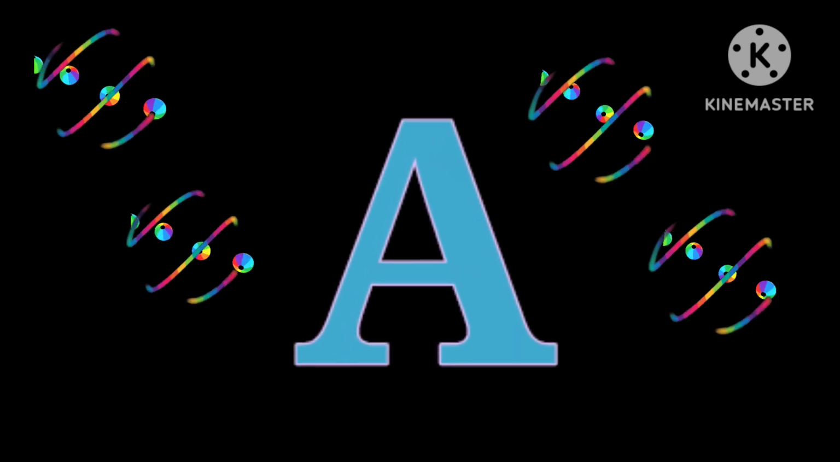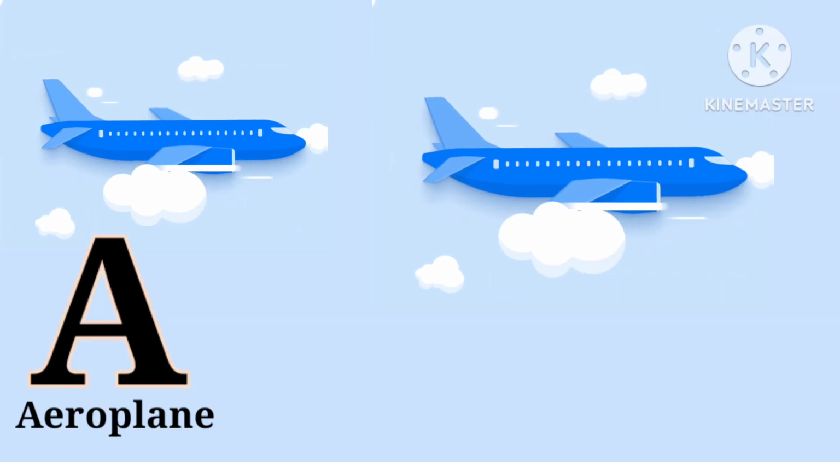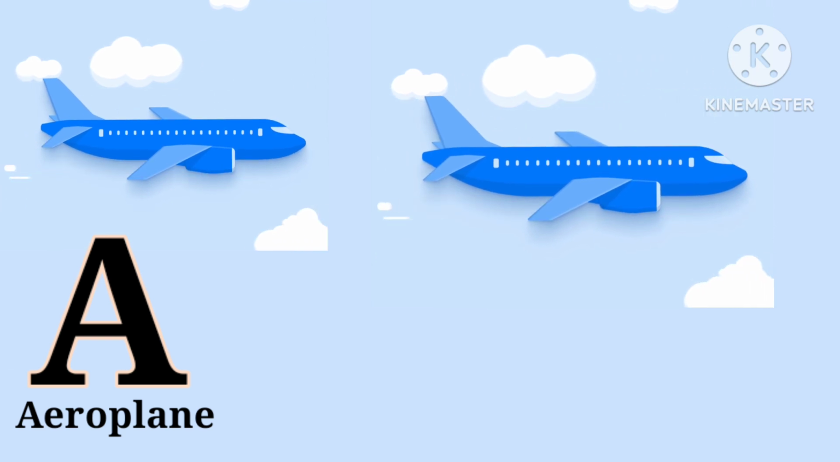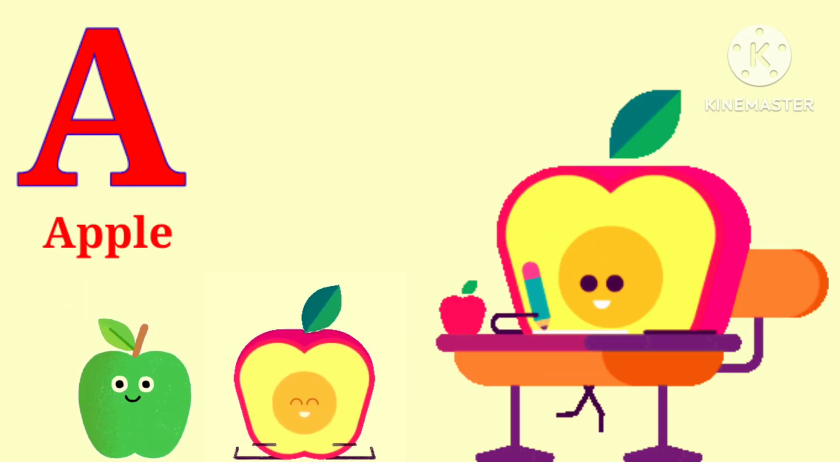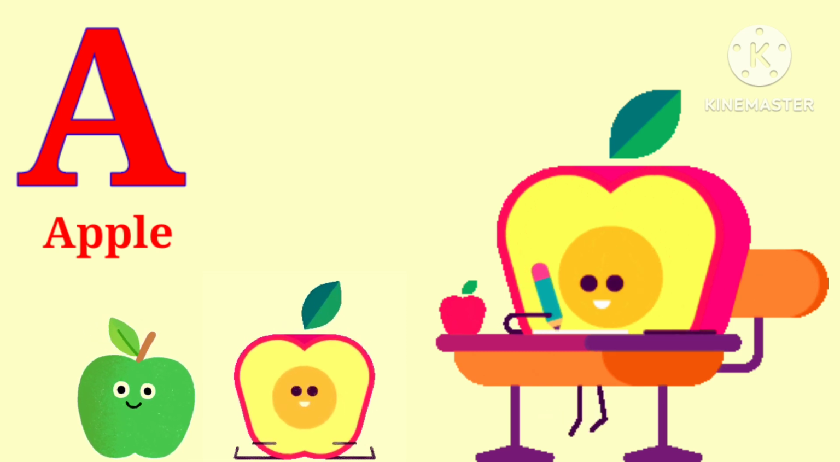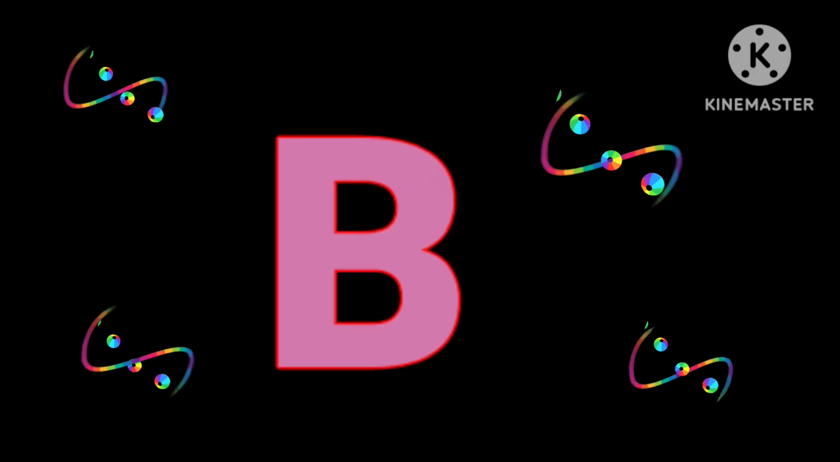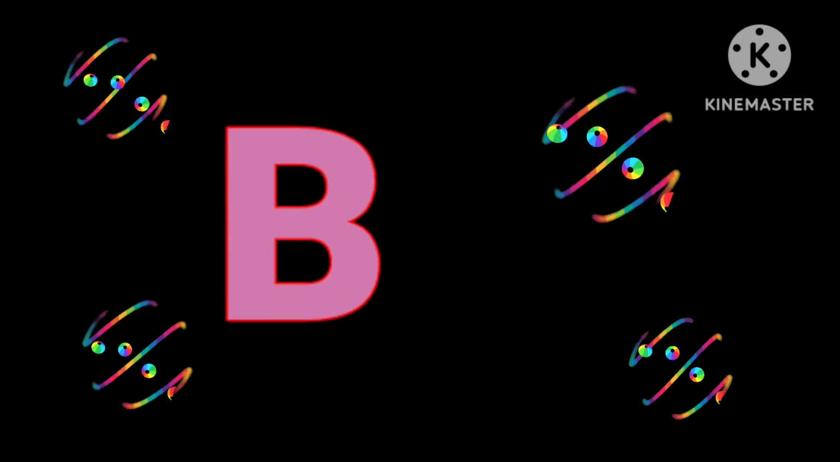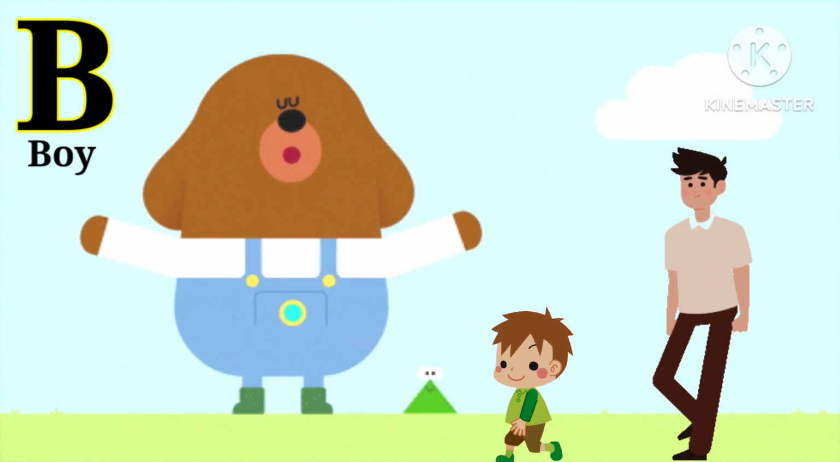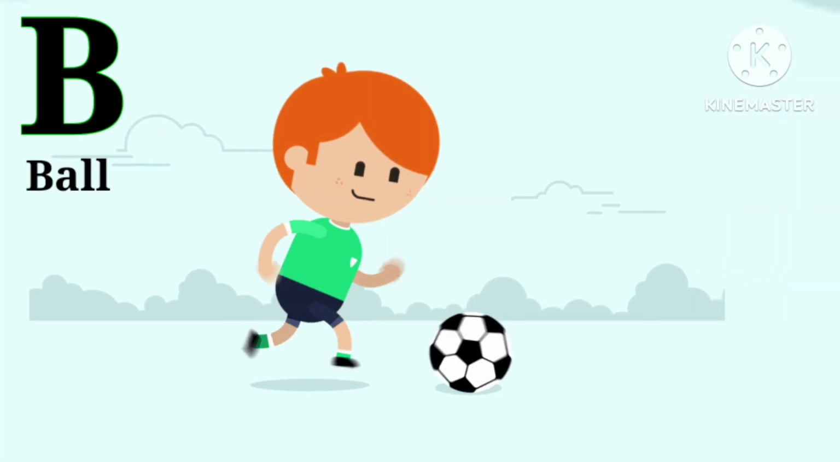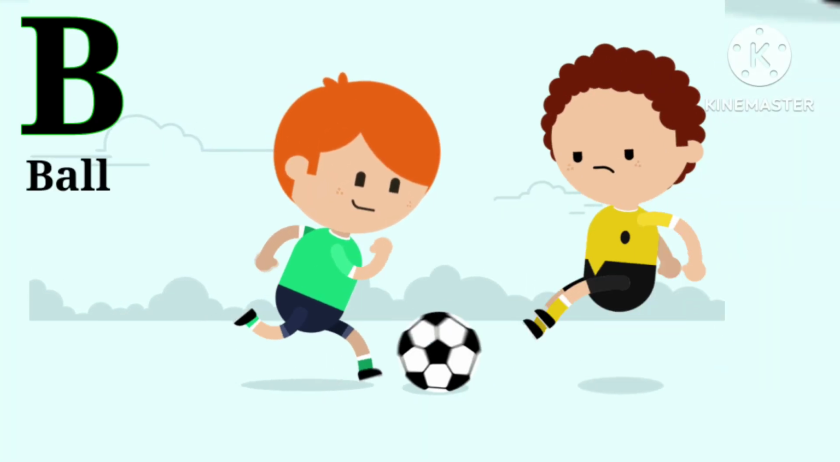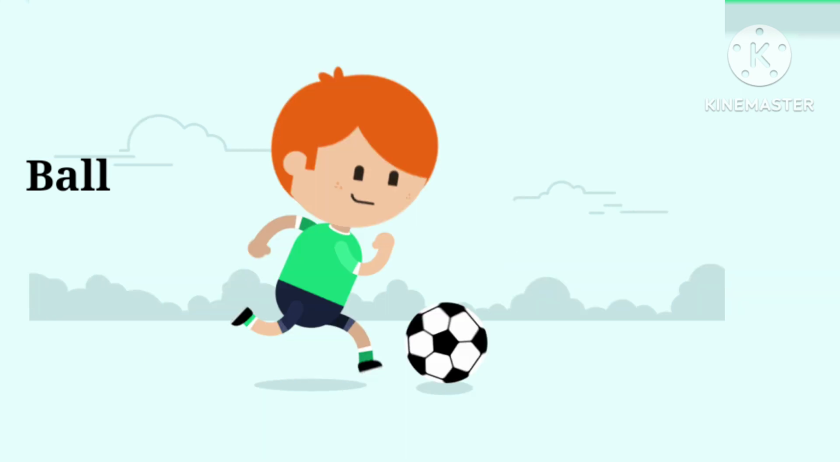It's capital A. A for aeroplane. Aeroplane. A for apple. Apple. B. It's capital B. B for boy. Boy. B for ball. Ball.